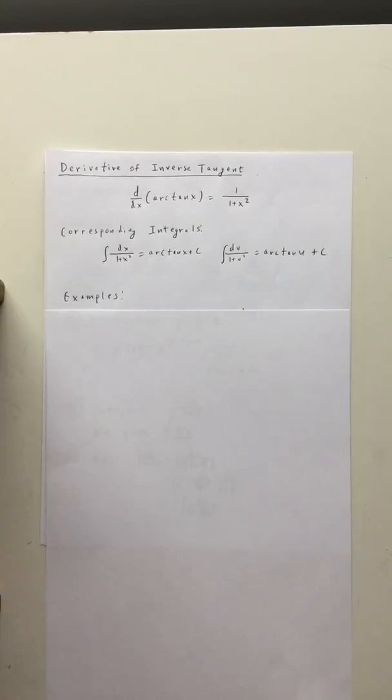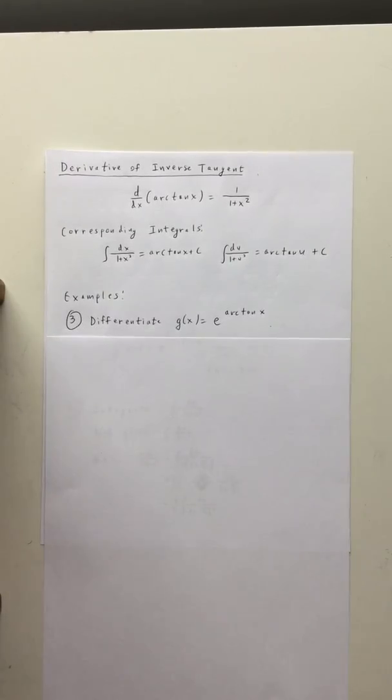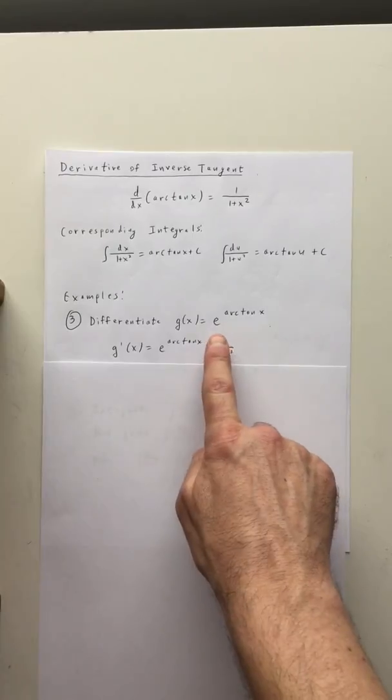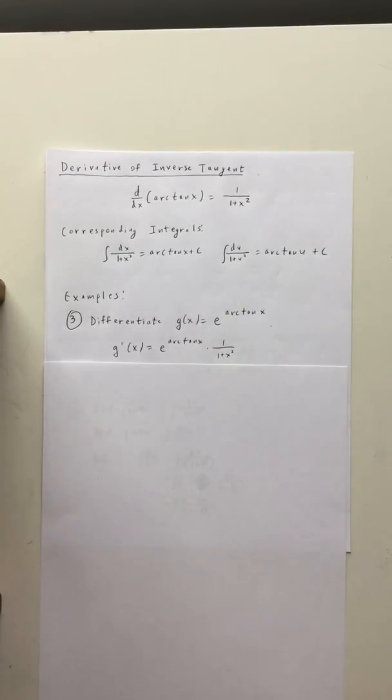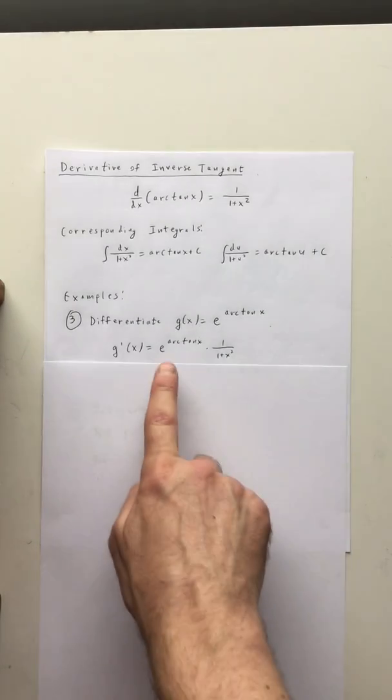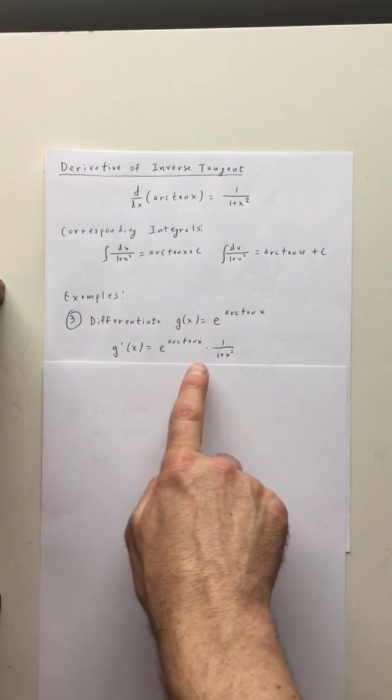Okay, so the last thing I want to do is just do a couple of examples. So the first, let's just practice differentiating. Our function we want to differentiate is g of x equals e to the power arctan of x. Again, this is a chain rule problem, just like before. So we want the derivative of the outer function evaluated at the inner. The outer function is e to the x. The derivative of e to the x is e to the x. So the derivative of the outer evaluated at the inner is just e to the arctan x.